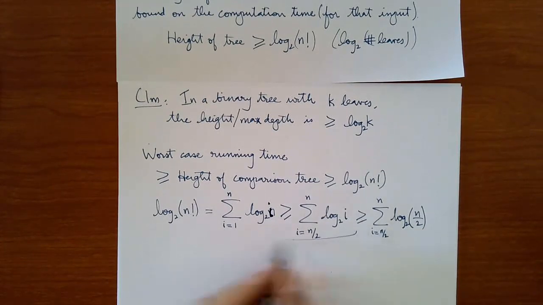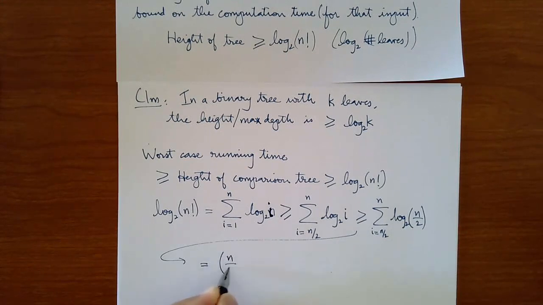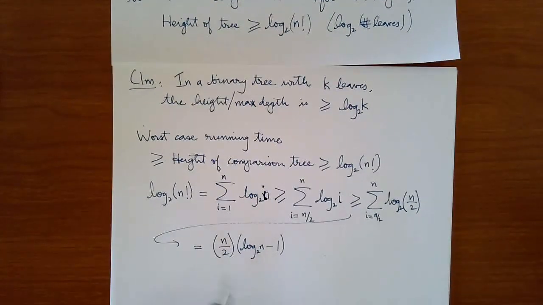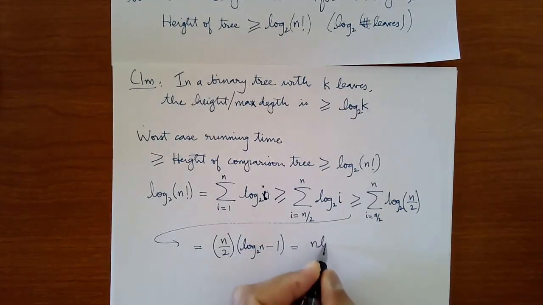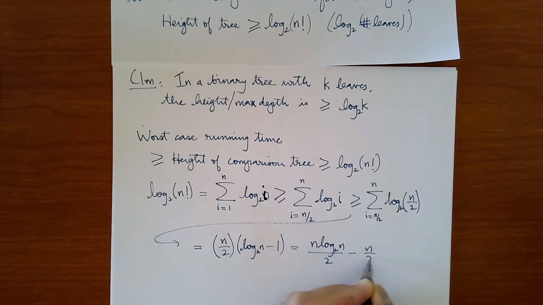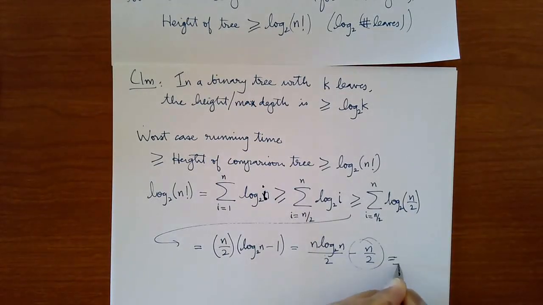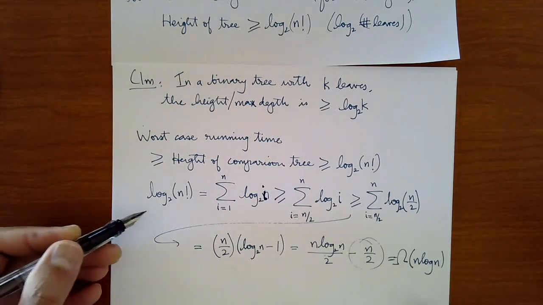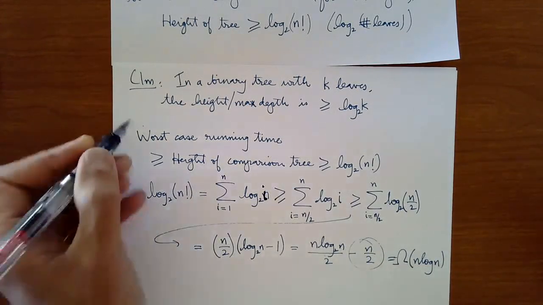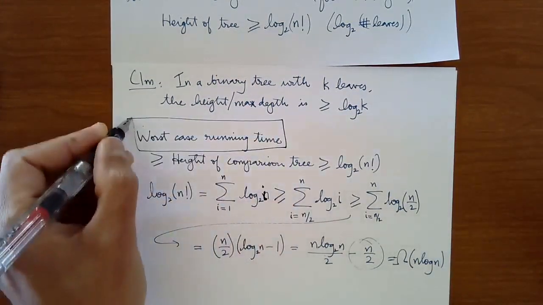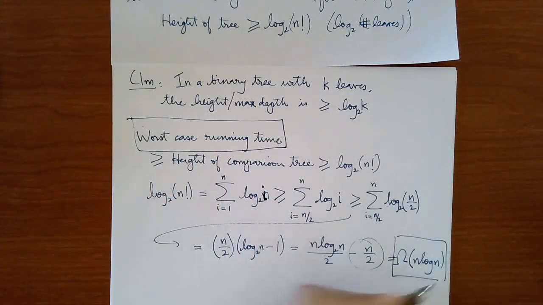And that last one is now easy to deal with. That's just equal to n over 2 times log base 2 of n minus 1. And this gives me my bound of n log n by 2 minus n over 2. But of course, this is a lower order term with respect to that. And so this is omega n log n. I will show you a better bound, but this tells you the worst case running time of the comparison based sorter is omega n log n.